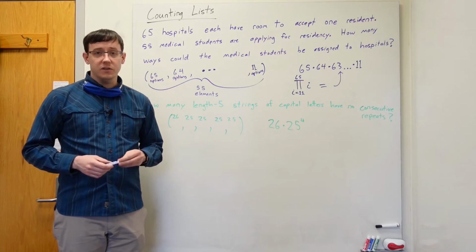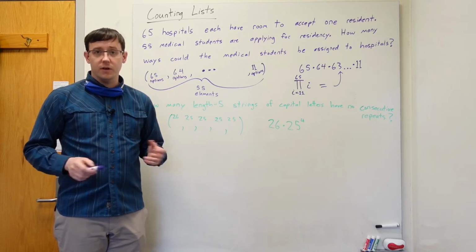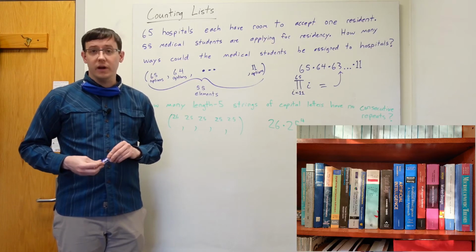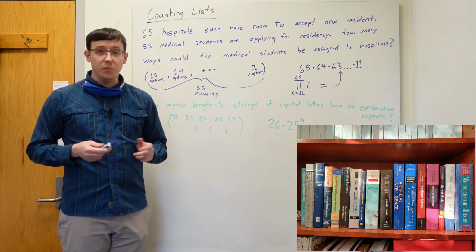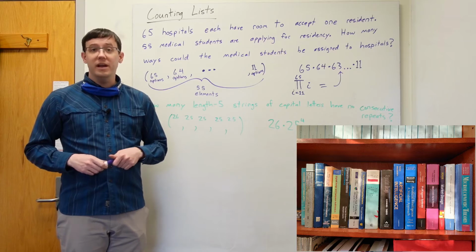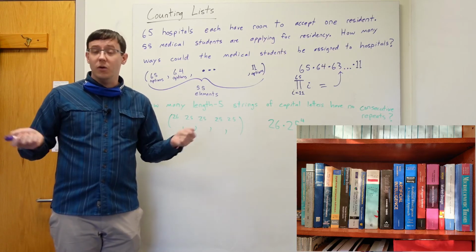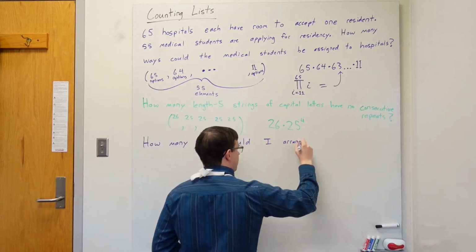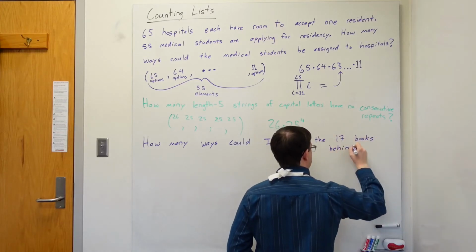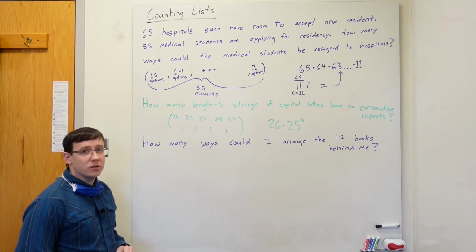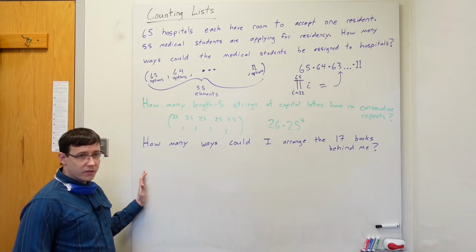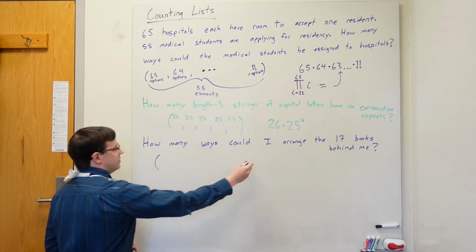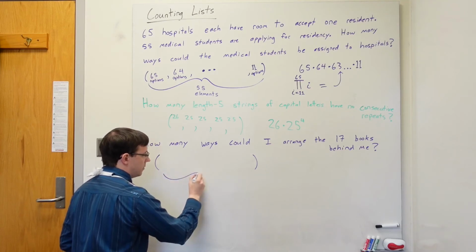We could also answer questions about the number of possible arrangements of a collection. For example, the books behind me on the bookshelf when we're in class. I have 17 books behind me, and so we could answer how many different ways could I possibly arrange those books. Well, each arrangement of books corresponds to a list that gives the order in which the books appear, and so we are counting lists of length 17.